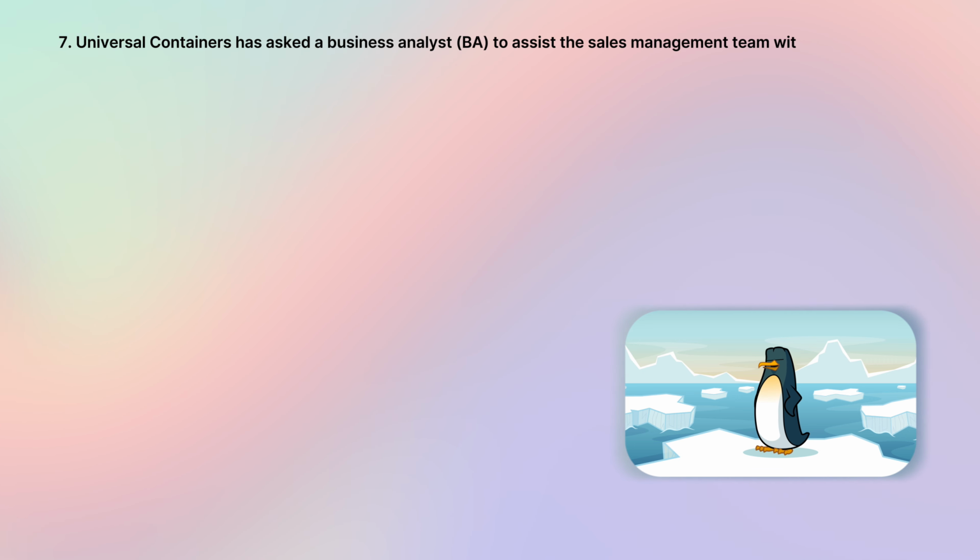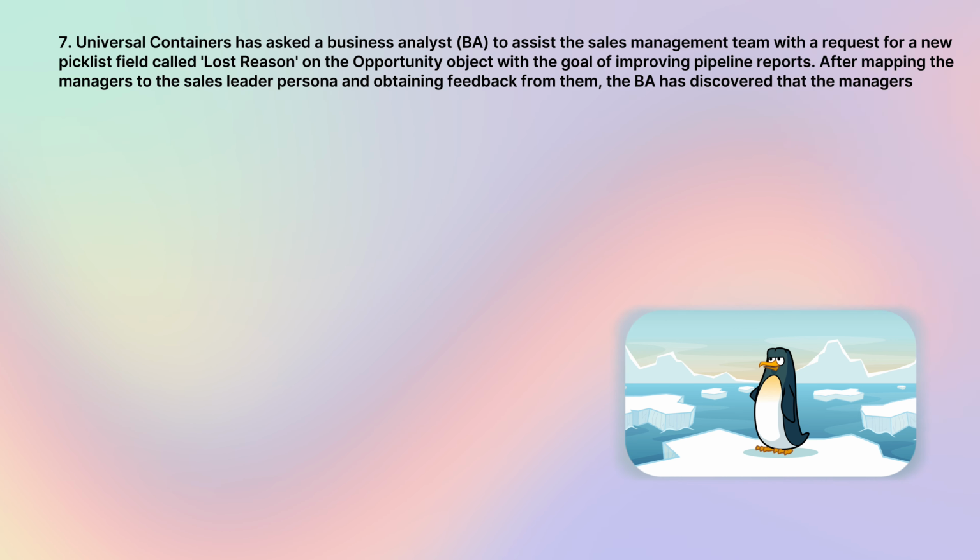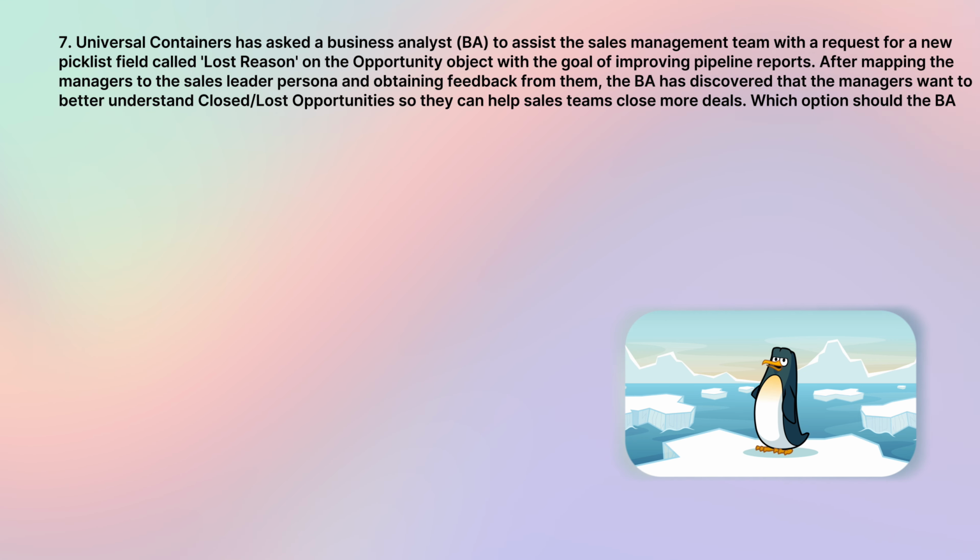Question 7. Universal Containers has asked a business analyst, BA, to assist the sales management team with a request for a new picklist field called Lost Reason on the opportunity object, with the goal of improving pipeline reports. After mapping the managers to the sales leader persona and obtaining feedback from them, the BA has discovered that the managers want to better understand closed lost opportunities so they can help sales teams close more deals. Which option should the BA use to construct the user story?